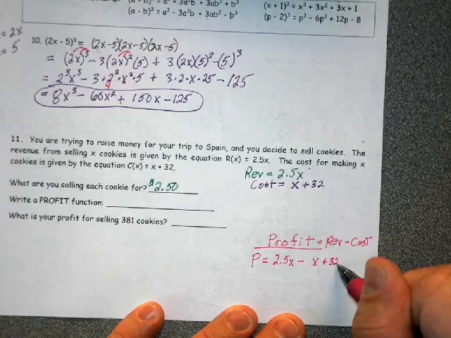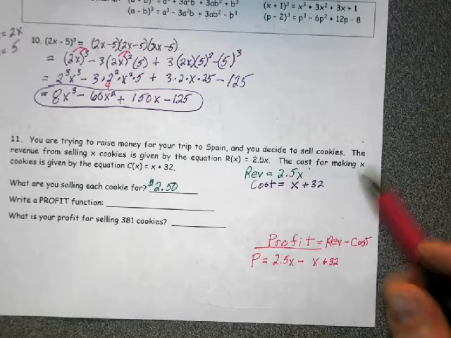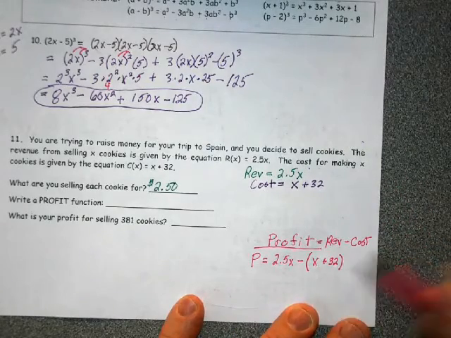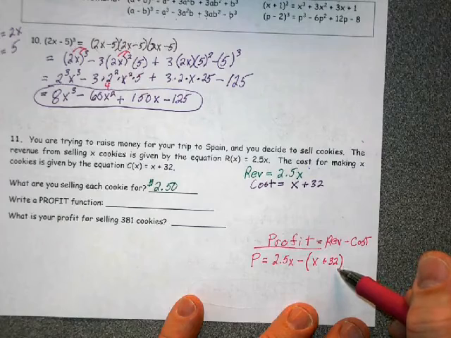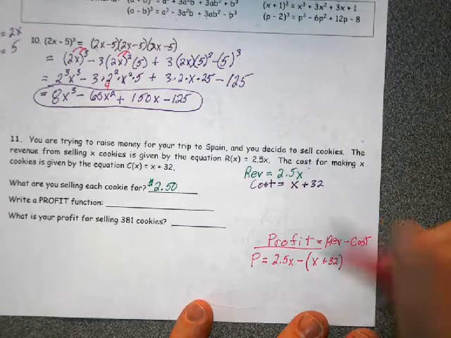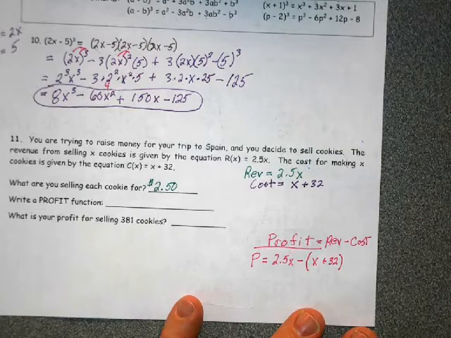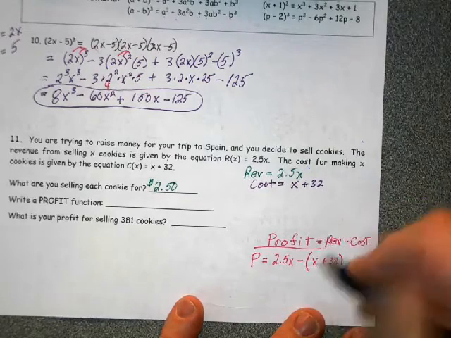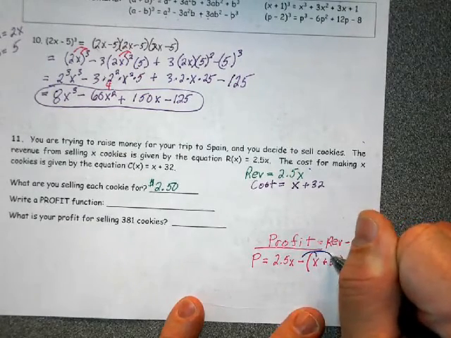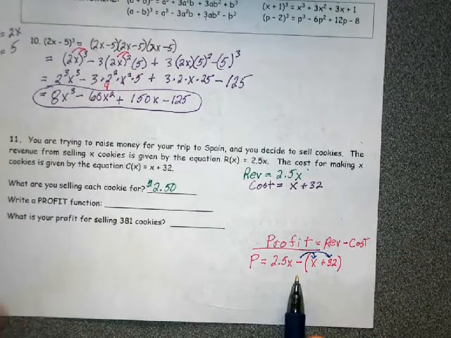And here's where the students make the biggest mistake. Okay? We have to subtract this quantity. This is our total cost. Okay? X plus 32. I'm going to say at least 50% of students forget to put parentheses there, because what happens is you have to distribute that minus sign, right? And your profit is not right when you don't put parentheses in there.